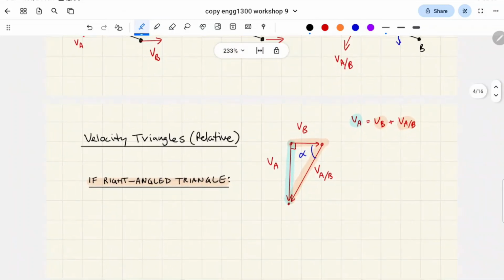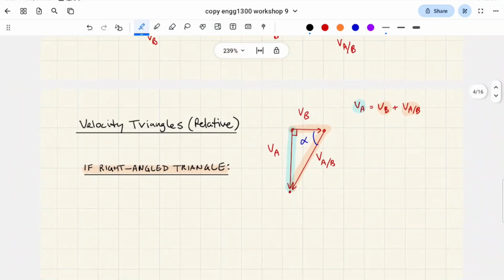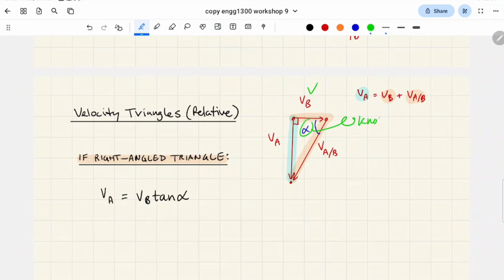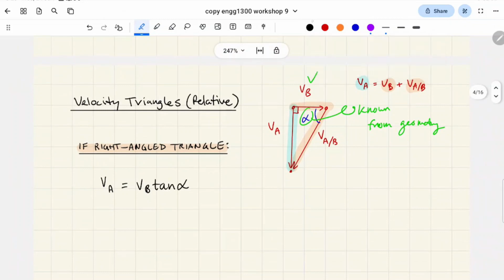So in the case of a right angled triangle, once you get to this step, it's not too bad because you can simply just do this. Basically, in terms of what's known, at this point VB would be known because I was given it in the question, and this would be known from what I said earlier, so geometry pretty much. And so all we're really doing is solving for VA and VAB, right?